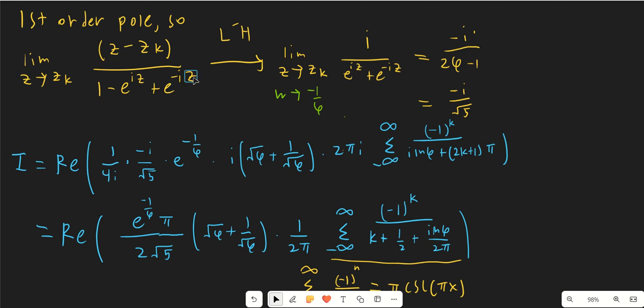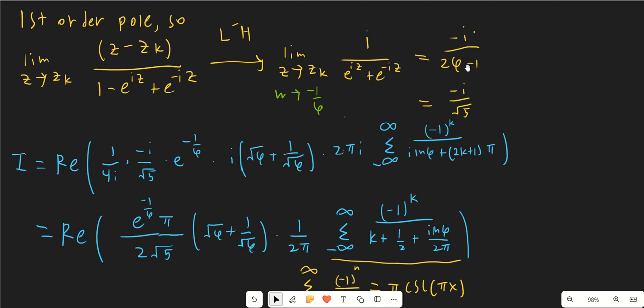So notice I'm only combining it with the part that actually has the pole in it, because the rest of the functions will just be constant in that region, so we can just factor them out of the limit, so we only have to deal with this limit. We'll use L'Hospital's rule, and we get the limit as z goes to z_k of i over e^(iz) plus e^(-iz), which is equal to negative i over 2 phi minus 1, which is equal to negative i over root 5.